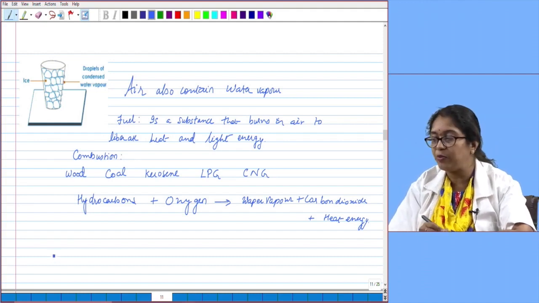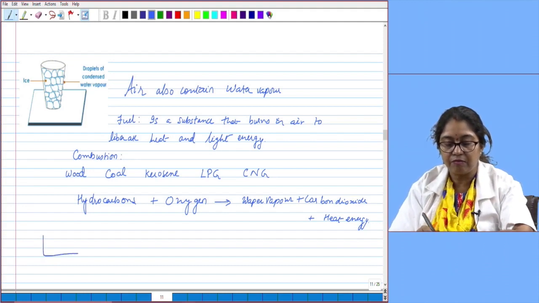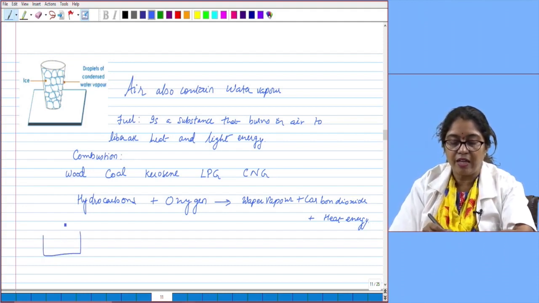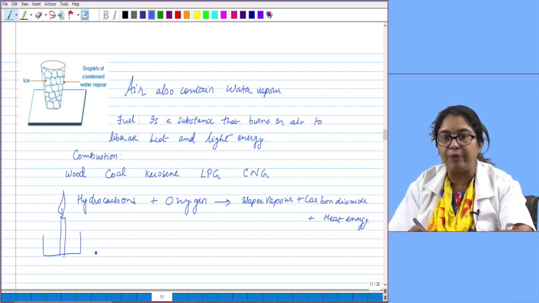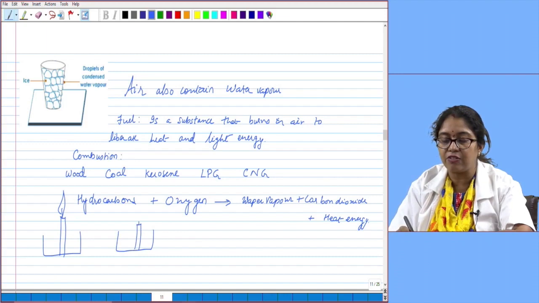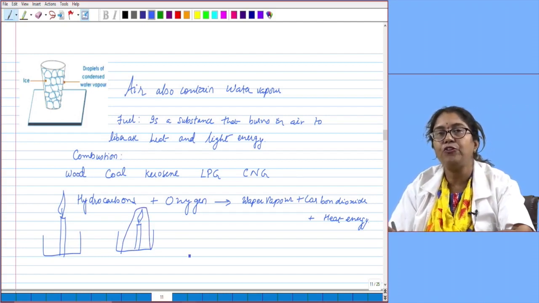What we do, children, is we take a trough and in it we fix a candle, and this candle will be burning. Take a similar trough and a similar candle and fix it in another trough, and after some time you invert a glass over this burning candle. What do you observe, children?